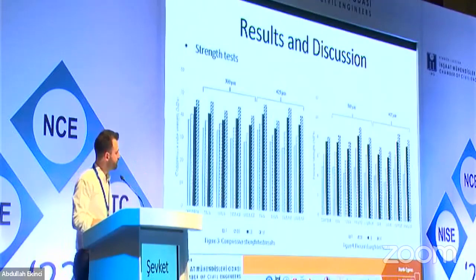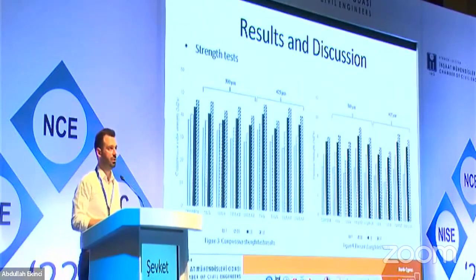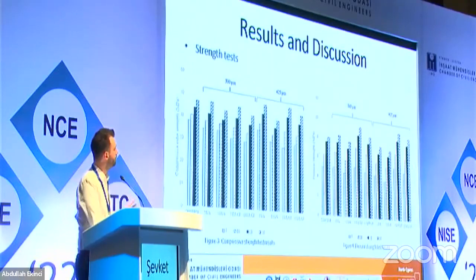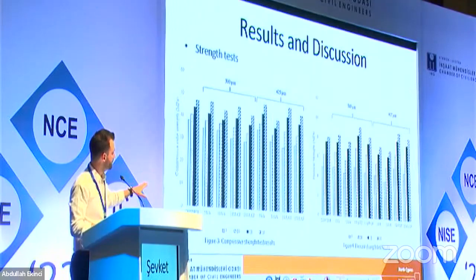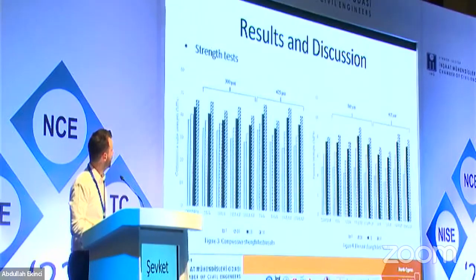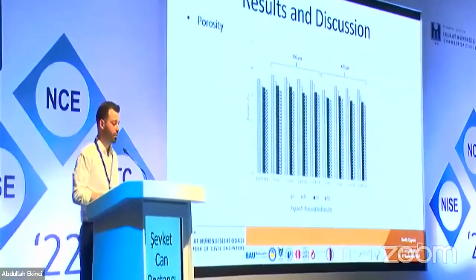When we jump into the flexural strength tests, as expected, due to the glass fiber presence, it acted as a bridging effect, thereby improving the flexural values significantly. When we go back to the compressive strength test, nothing specific was observed, but for flexural, yes, we did observe. And the next slide will be about the porosity.